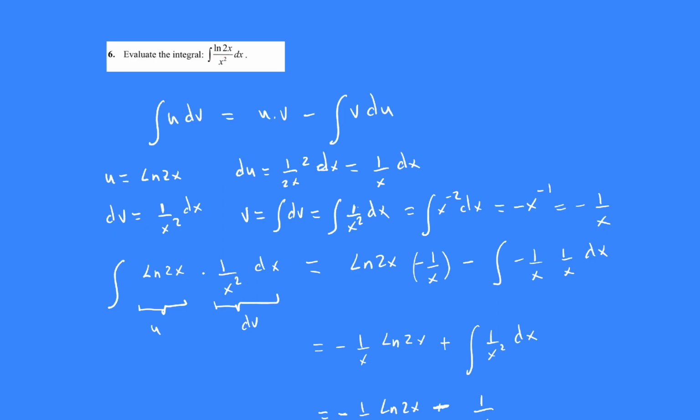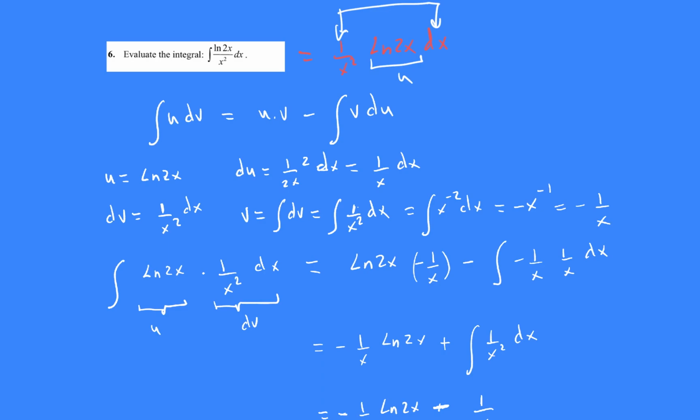dv is 1 divided by x squared dx. So we have chosen this integral, 1 divided by x squared times natural log of 2x dx, so that 1 divided by x squared dx is dv. And this is u.